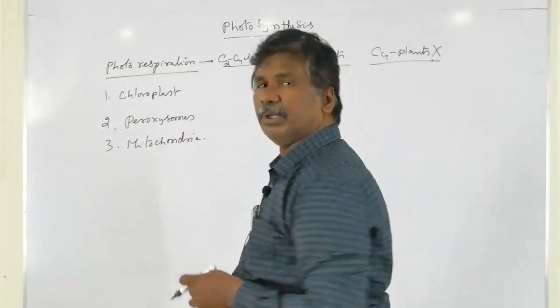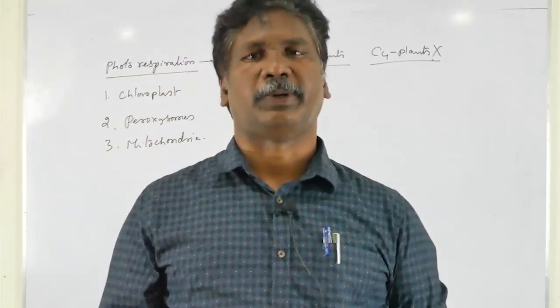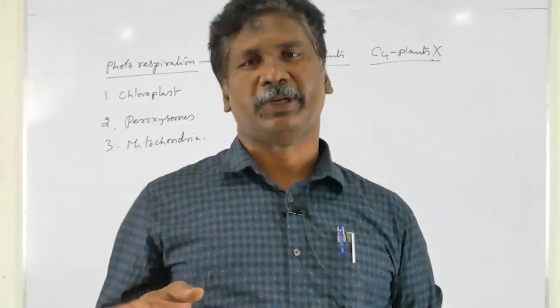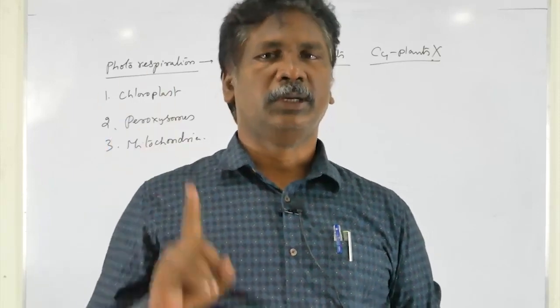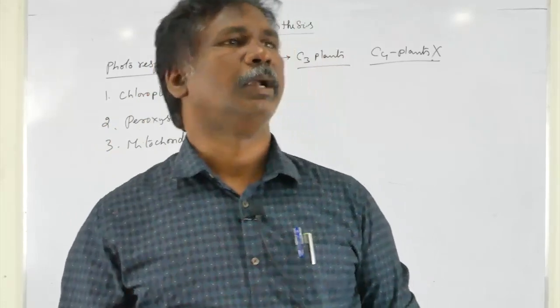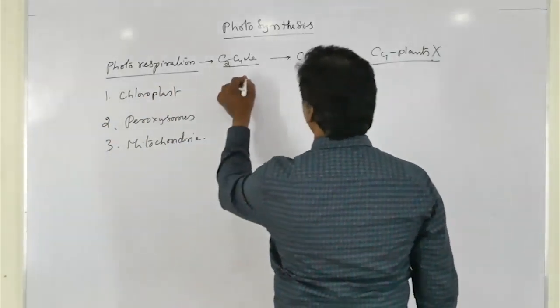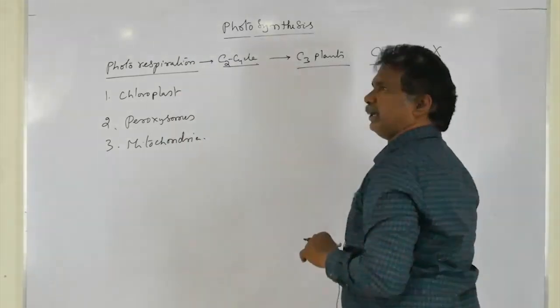But it may be asked as a multiple option question. 3 types of cell organelles participate in photorespiration. The first one is the chloroplast, followed by peroxisome and followed by mitochondria. So what are the events that take place, especially in the C3 plants?